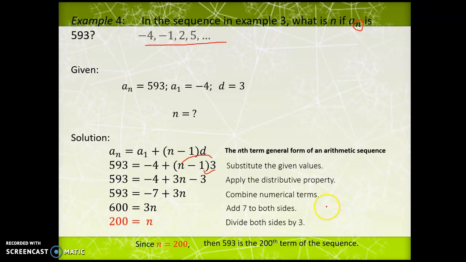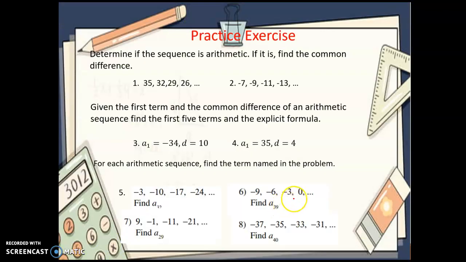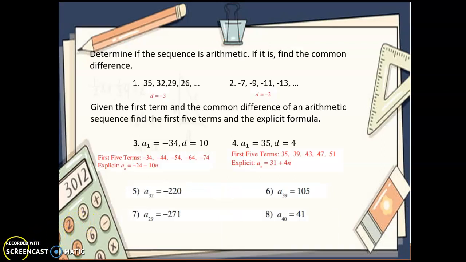Do you want to practice? If you want to, you may pause this part for practice exercises. If you want to check your answers, you can have these answer keys.